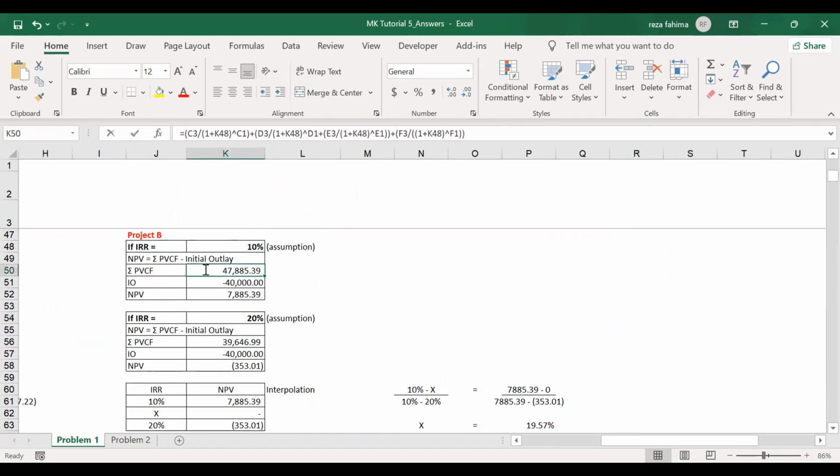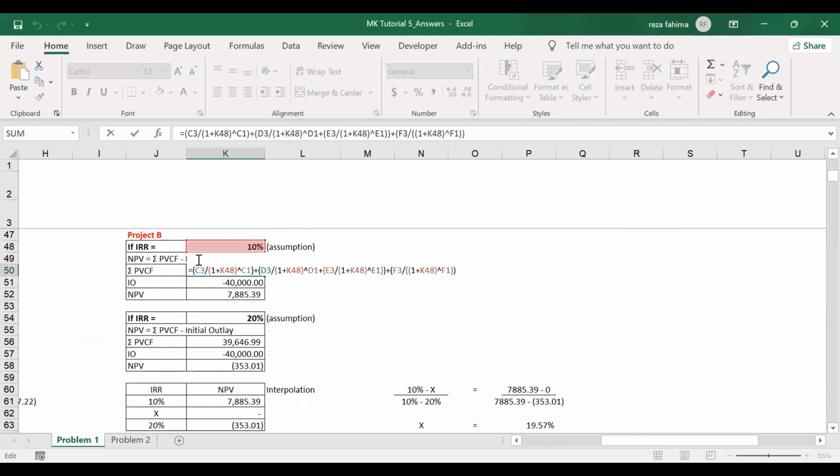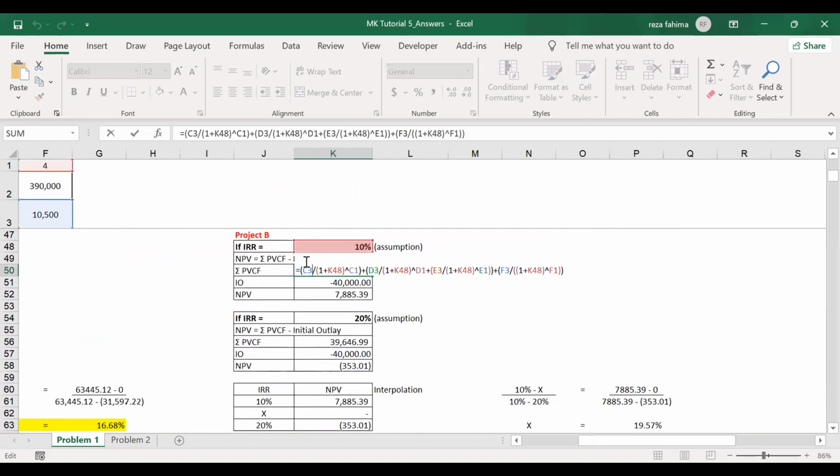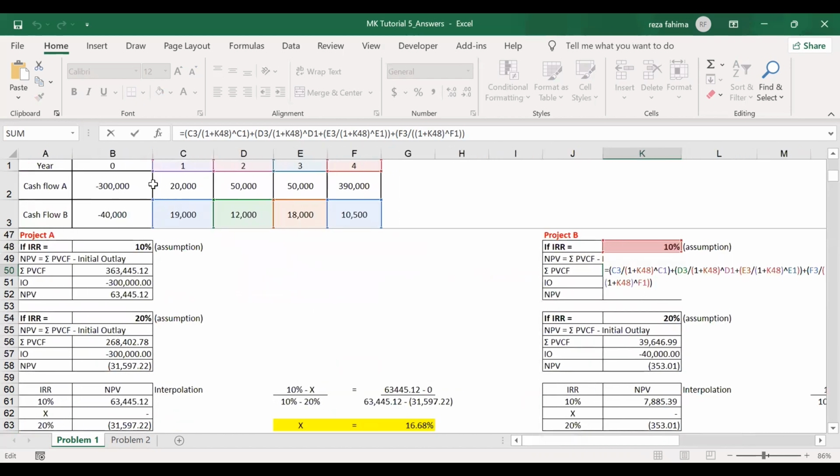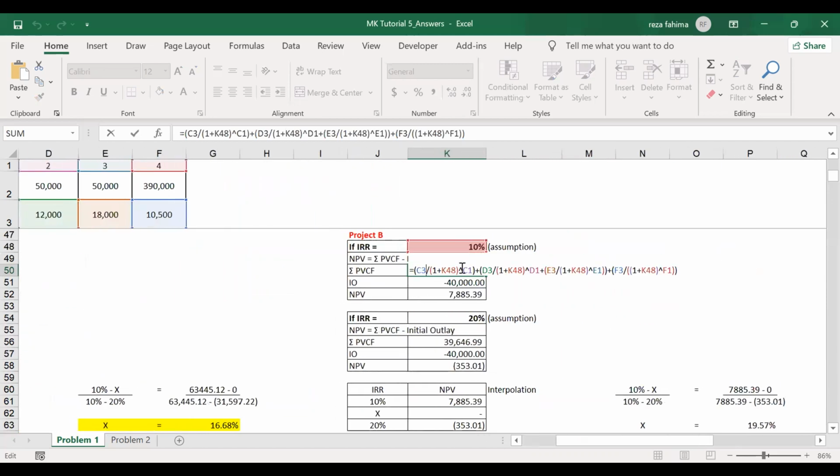And then we have to calculate the present value of cash flows. This is the first cash flow of the project B divided by 1 plus the assumed IRR, which is 10%, in the power of C1. C1 is 1, since we're calculating the cash flow of the year 1, plus the cash flow of the year 2 divided by 1 plus assumed IRR, which is 10%, in the power of D1. D1 is 2, because we're calculating the cash flow of the year 2, and so on for the third and the fourth year of the cash flow.